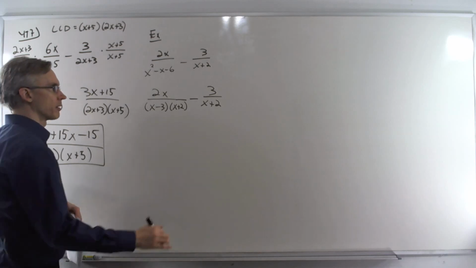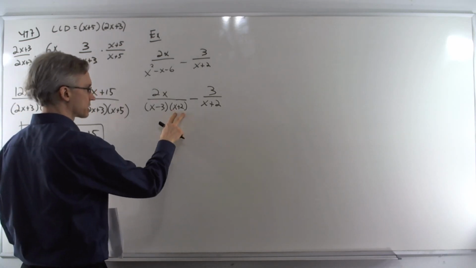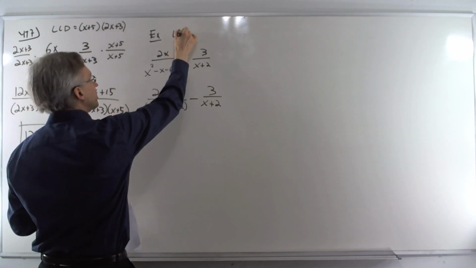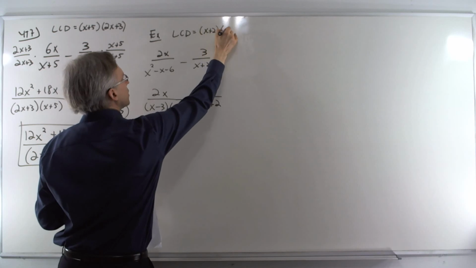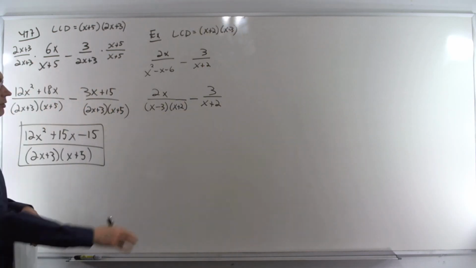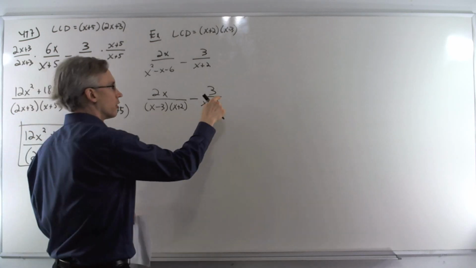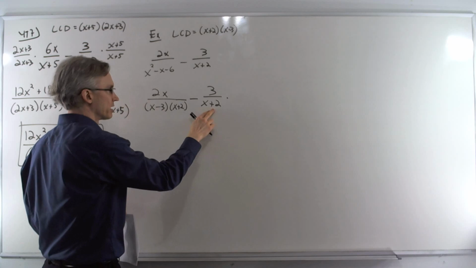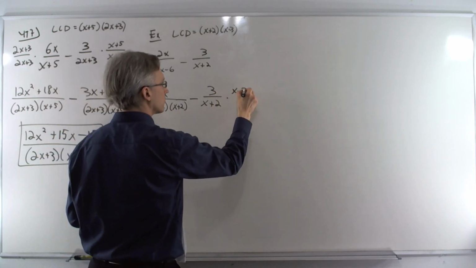So let's look at our binomials and denominators. We've got two unique ones, x plus 2 and x minus 3. So there's your LCD: x plus 2 times x minus 3. All right, this one already has the LCD in the denominator, so we don't have to change that one at all. Only thing you do is multiply this one by the missing piece, x minus 3 over x minus 3.